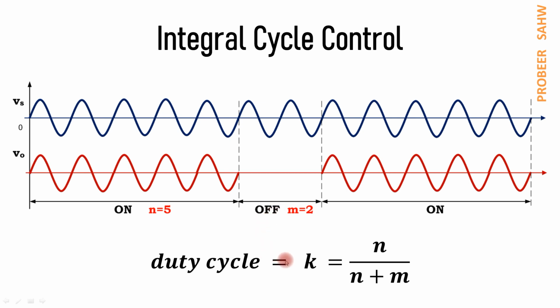We also define duty cycle K, which is the ratio of the total on time to the total time of the output cycle. So the output cycle comprises 5 plus 2, that is 7 cycles, and it is on for 5 cycles. So the duty cycle for this example will be 5/7. In general, duty cycle K is equal to N upon N plus M. N is the number of cycles for which the load is connected to the supply, and M is the number of cycles for which the load is disconnected from the supply.